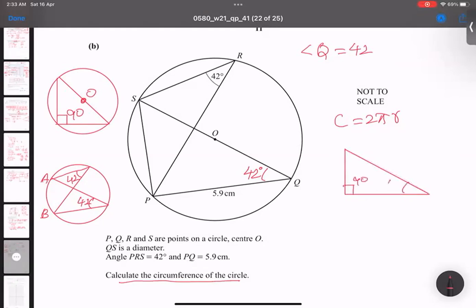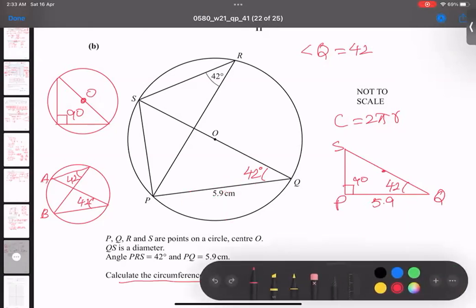And this is 42 degrees. This is S, this is Q, and this is P. And the center is somewhere here. Now using this, can I find SQ? Oh, sorry, hold on. There's 5.9 given also. This is 5.9 given here. So I think now we're close to our answer.